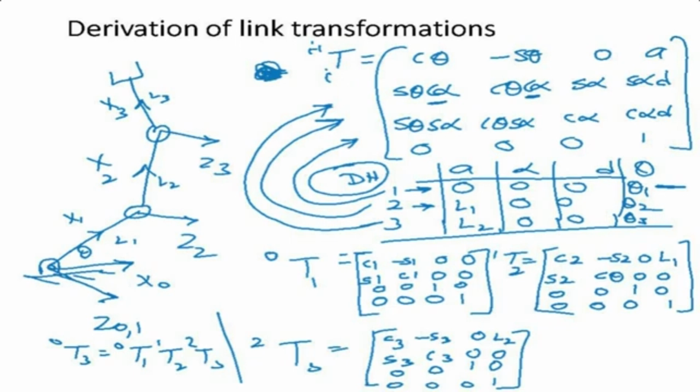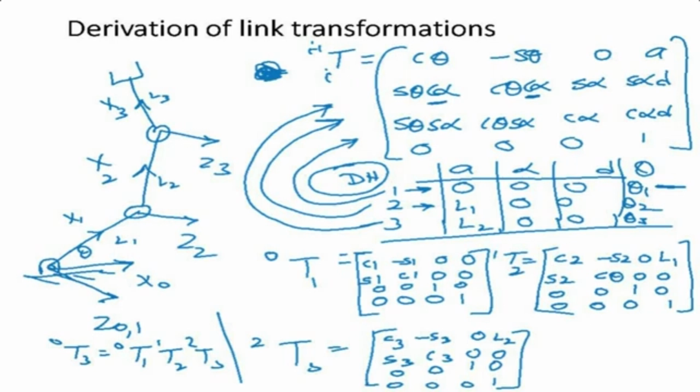Now, what we want to do is find each of the transformation matrices. T 0 to 1, what is this matrix? Then I need to find T 1 to 2, what is this matrix? Then the third matrix, T 2 to 3. I want to find each of these matrices. So T 0 to 1 relates the first frame to the base frame 0.